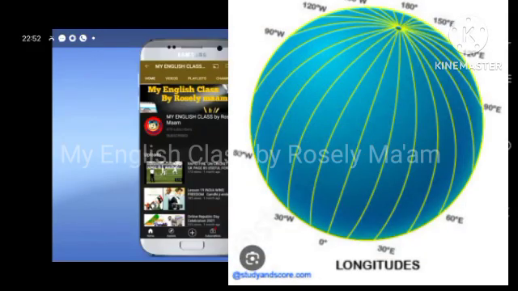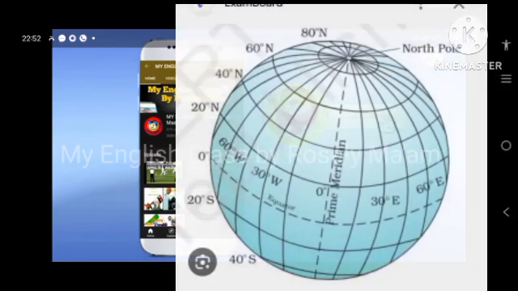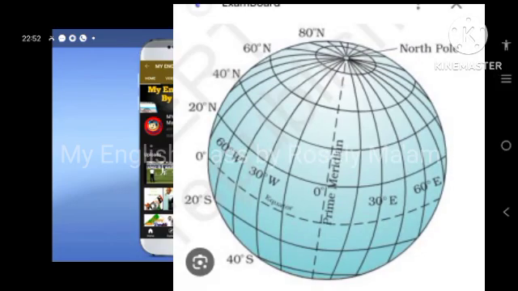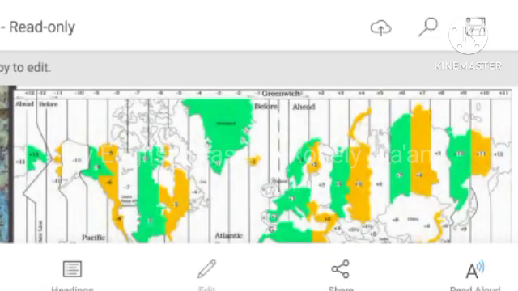They measure how far east or west a place is from the prime meridian, 0 degrees longitude, which passes through Greenwich, England. How longitude determines time. The Earth rotates 360 degrees in 24 hours. This means that for every 15 degrees of longitude you move east, the local time advances by 1 hour, because that area sees the sun earlier.